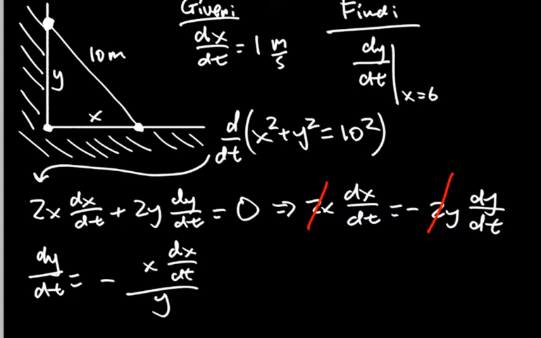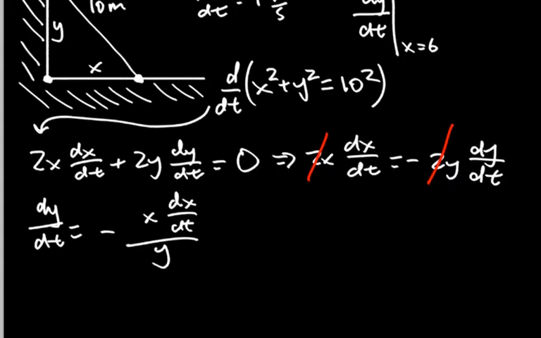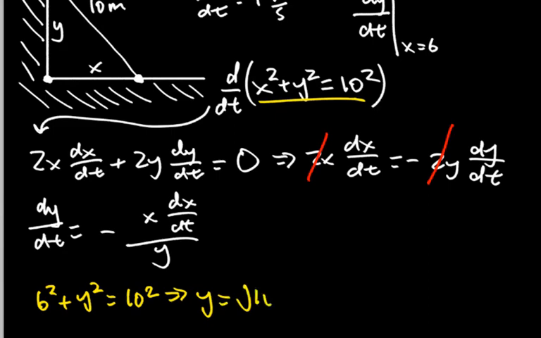So we know dx/dt and we know x. But do we know y? Not directly, but we can figure it out because we have this equation right here. Let's plug it in, I'm going to do that in yellow down here. x is 6, so 6 squared plus y squared equals 10 squared. So y is the square root of 10 squared minus 6 squared, which is 100 minus 36, so the square root of 64 equals 8.